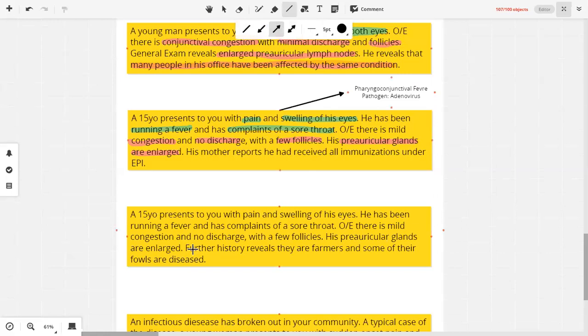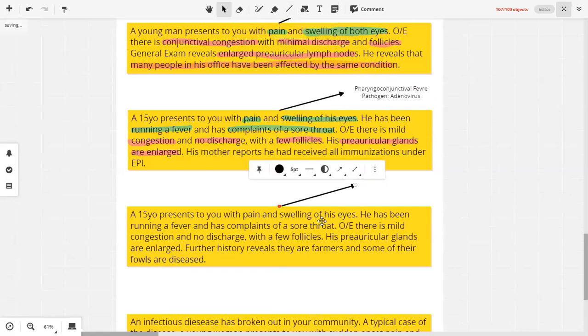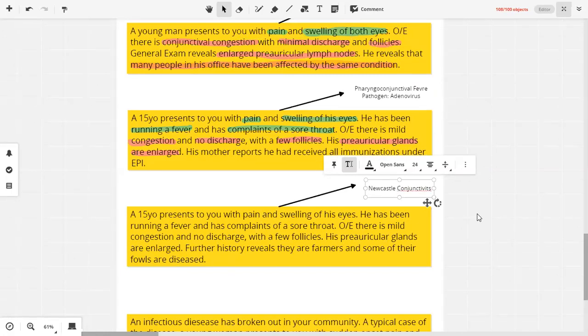Our diagnosis is made on the basis of this last line, and that diagnosis is Newcastle conjunctivitis. The diagnosis is only on the basis of this last line. Okay? It's not different from pharyngoconjunctival fever.